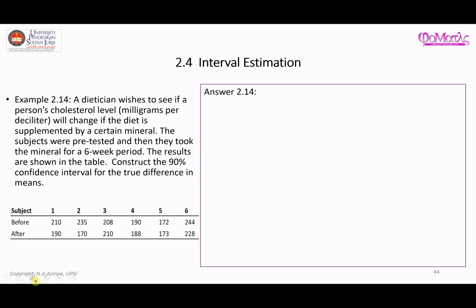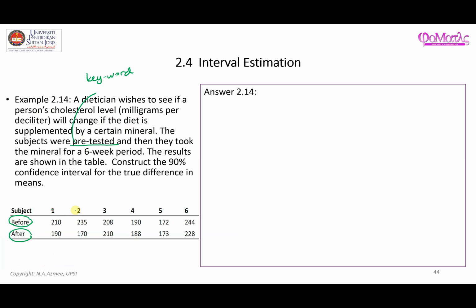In this example, a dietitian is interested to see if a person's cholesterol level will change if the diet is supplemented by a certain mineral. The subjects were pre-tested, so this is the keyword that shows we are talking about dependent samples here. This is the first group of data, and this is the second group of data.